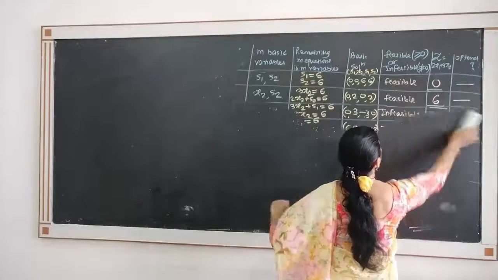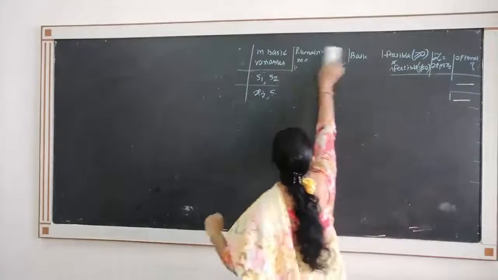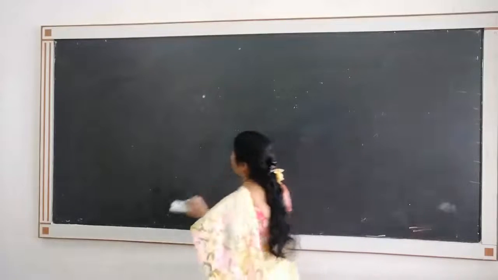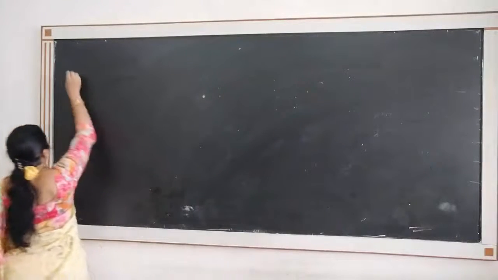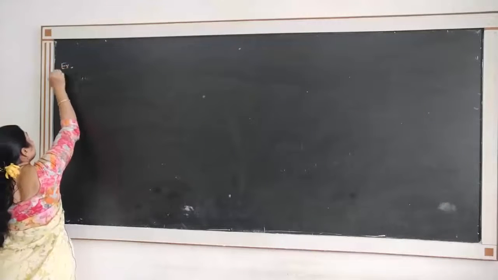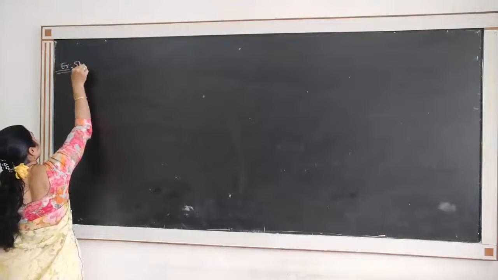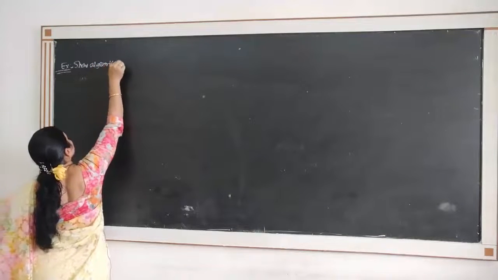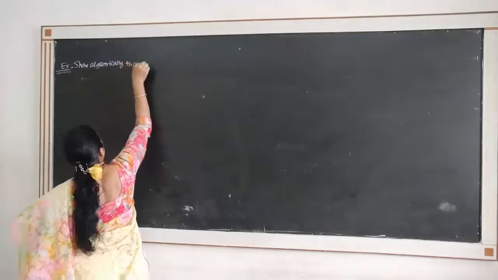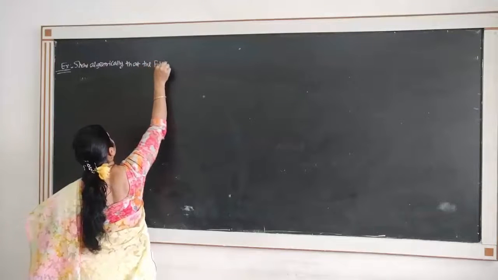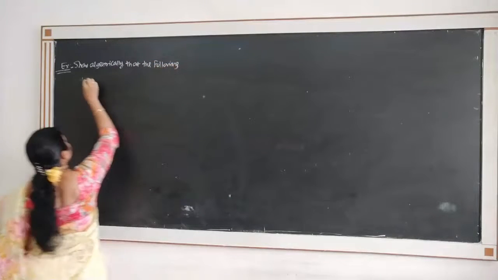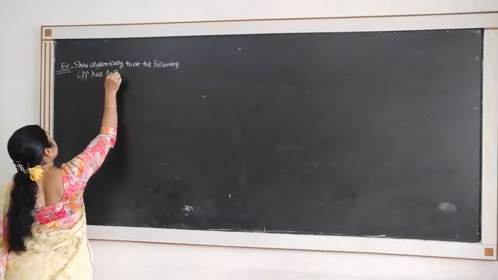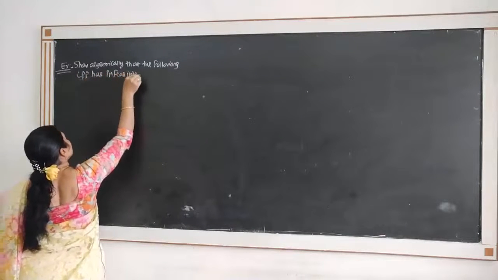We will see more examples to get this algebraic method. So the next example, consider one more example to get the idea clear. Show algebraically that the following LPP has infeasible solutions.